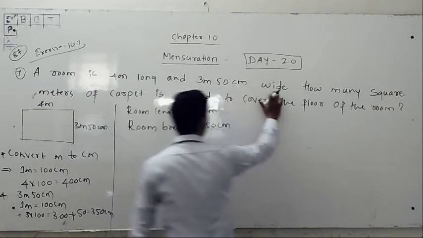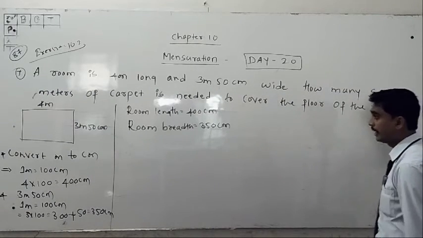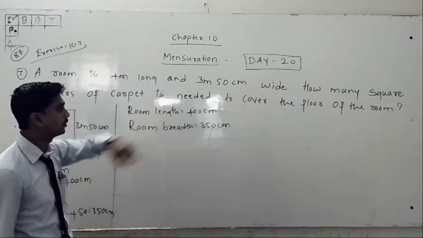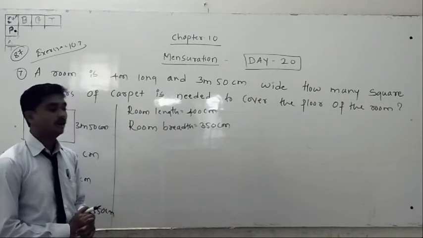Then this is room length and this is room breadth that is given. But what is asked? How many square meters of carpet is needed to cover the floor of the room?